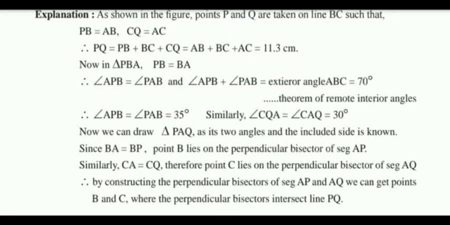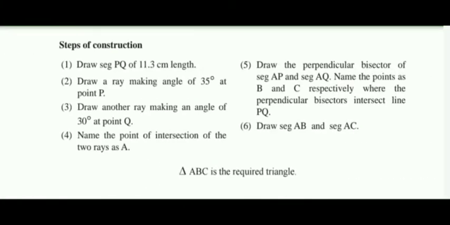So this is the explanation which comes for 1 mark. Whenever you get a question of construction, the first step is to draw a rough figure, then write down the explanation for 1 mark. You can write it in your own words also, and there is no need to write down the steps of construction. It's just for our knowledge.